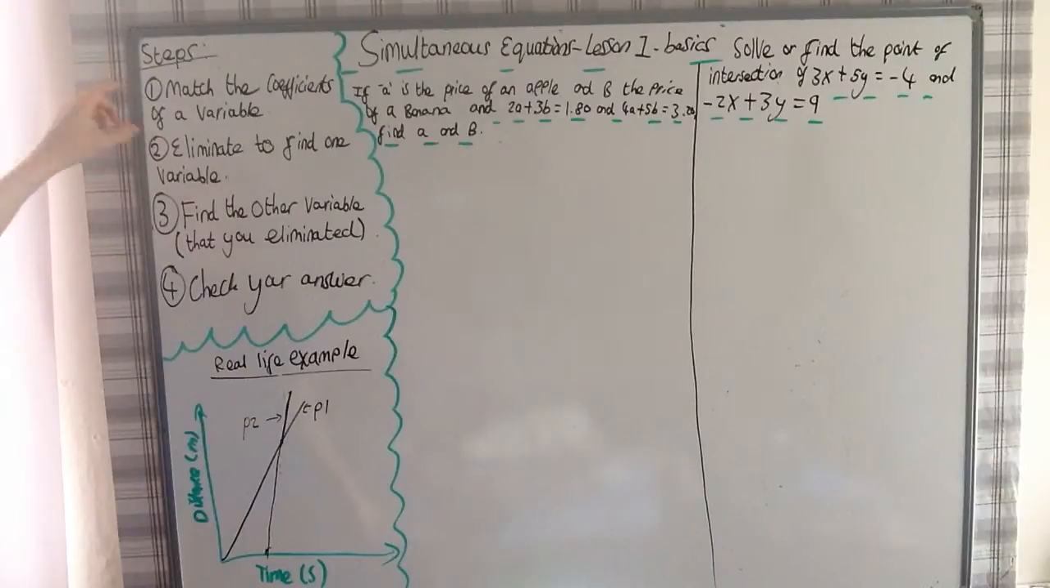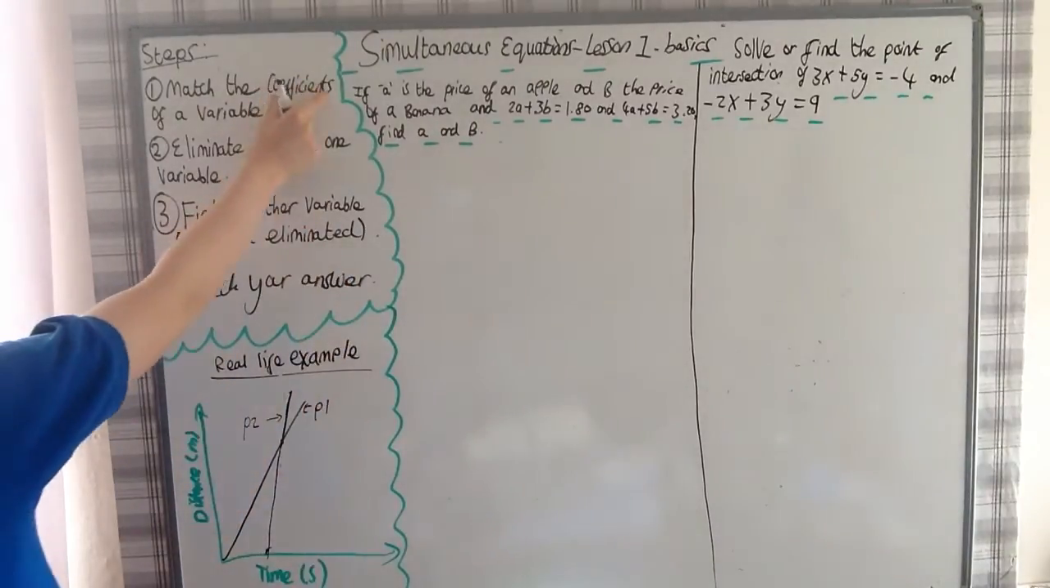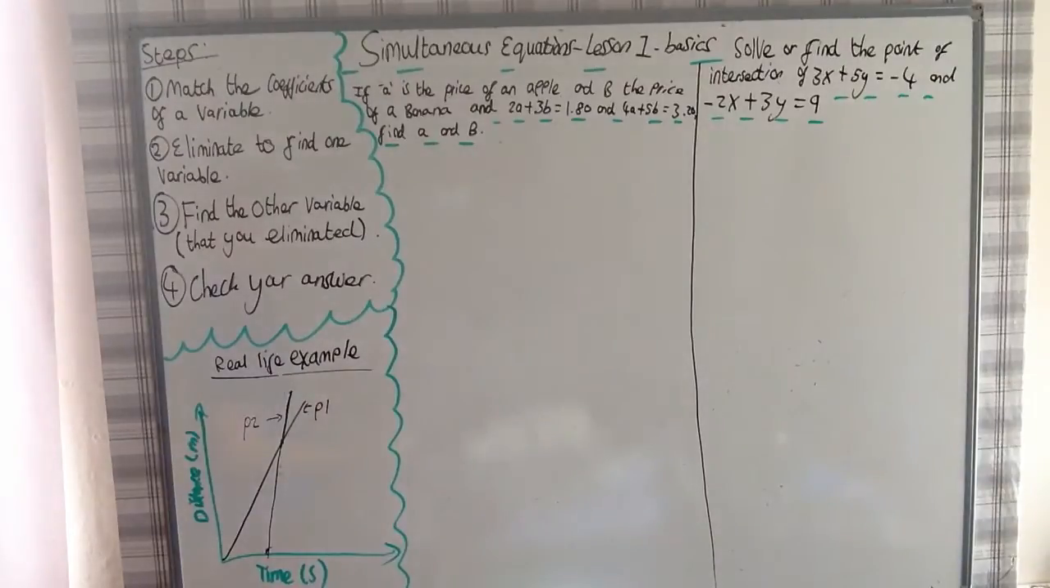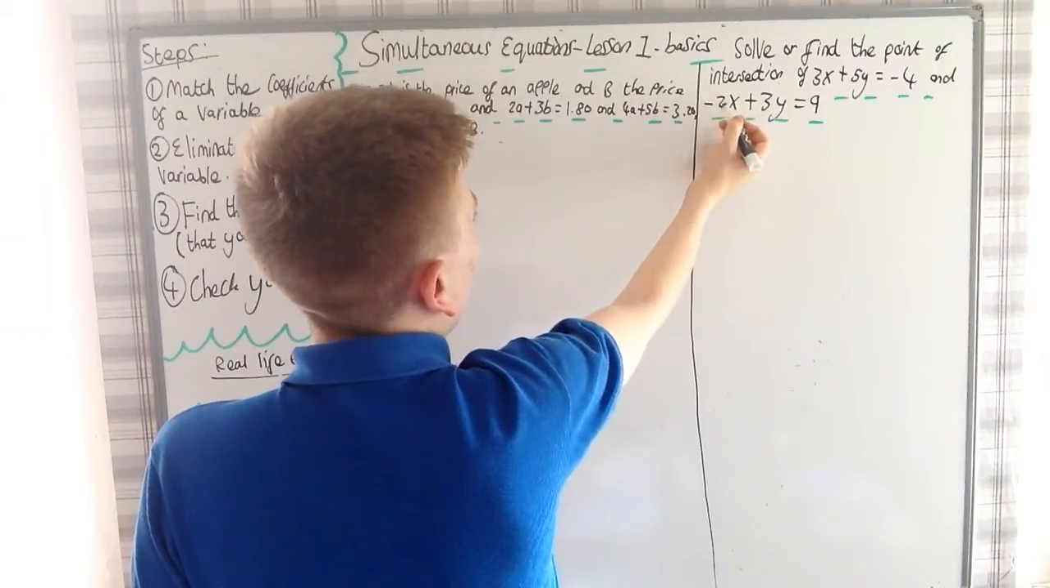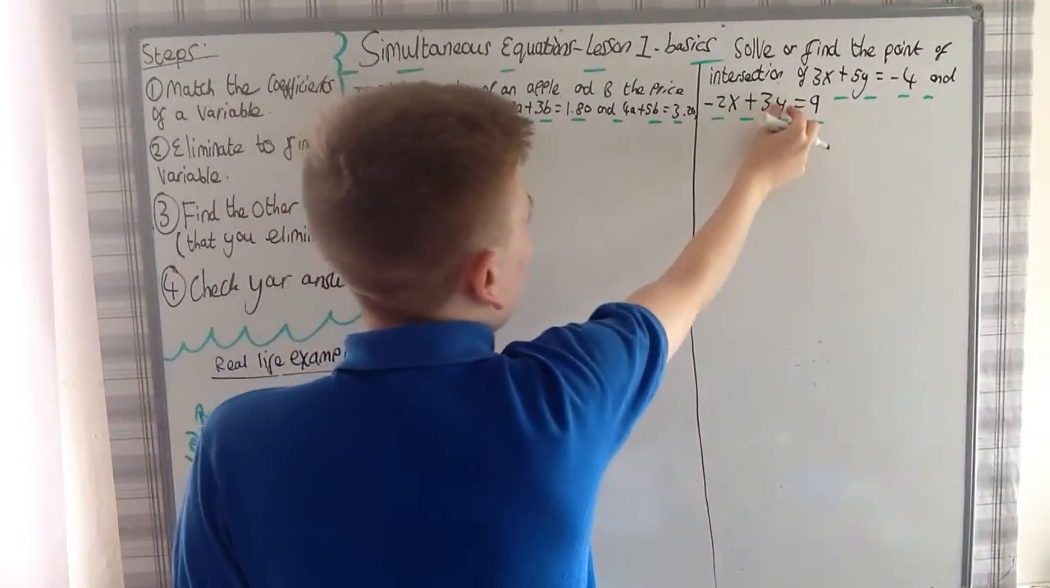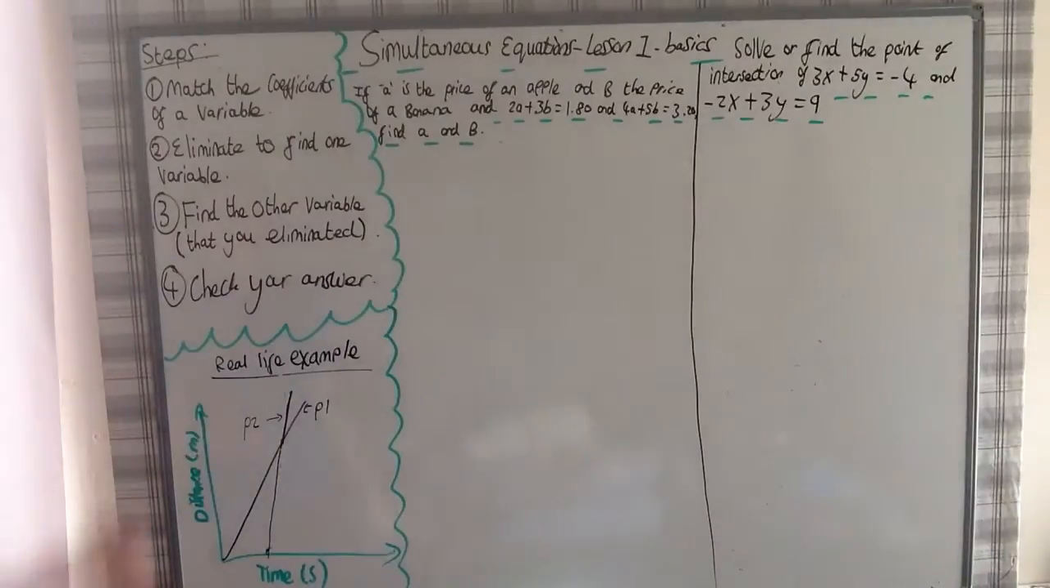The steps are here. The first one is we match the coefficients of a variable. By a variable, I mean x or y or z or whatever the letter is. That's a variable. And the coefficient is the number in front of that variable. So take this example, minus 2x, the coefficient of x is minus 2, the number in front of it. The coefficient of y here is 3. So that's all I mean by that.